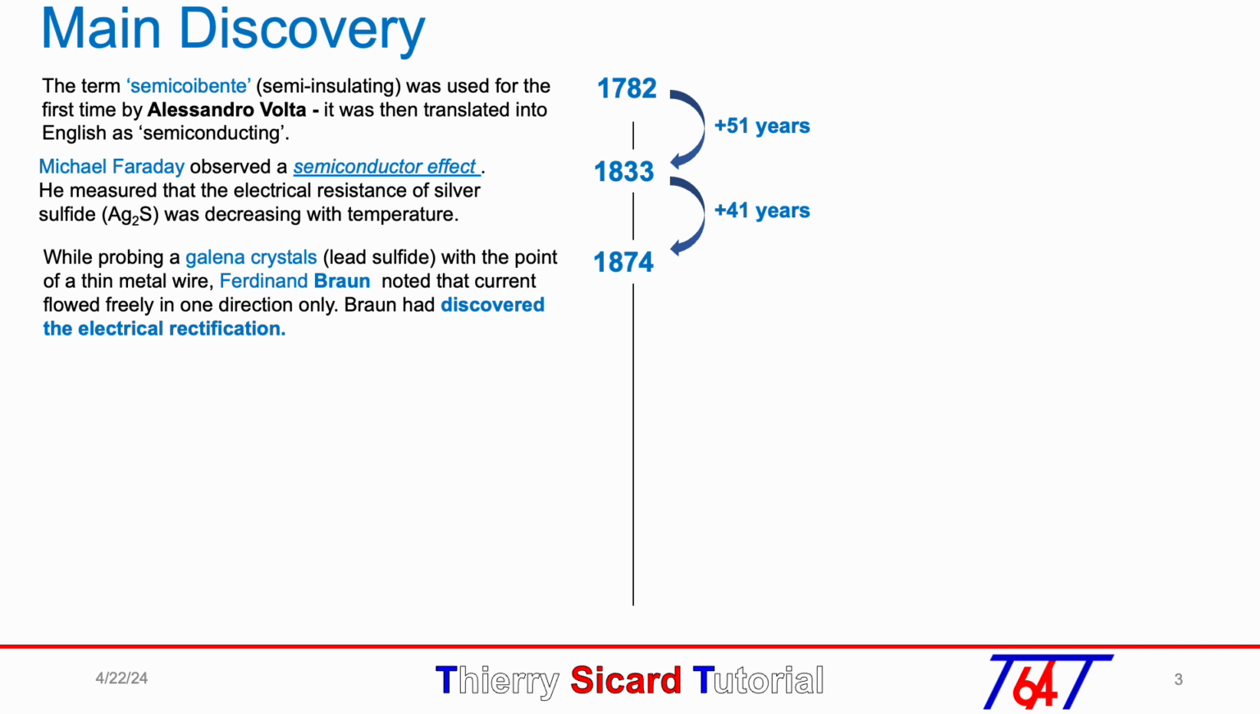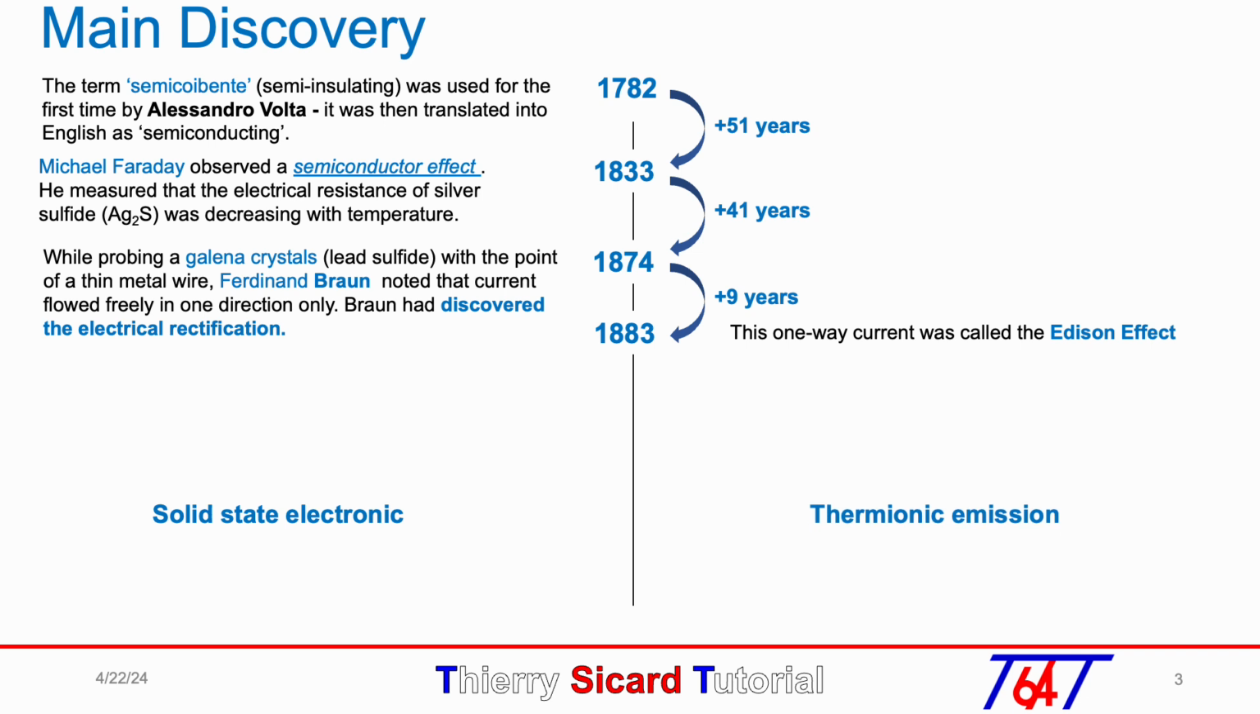As you notice, this slide has two columns. Until now, we just filled the left column dedicated to the solid-state electronic. But in 1883, Edison found a new component which passed the current in one direction only. But we will see on the next slide that this new component uses the thermionic emission in the vacuum tube. The right column is dedicated for the invention using the thermionic emission.